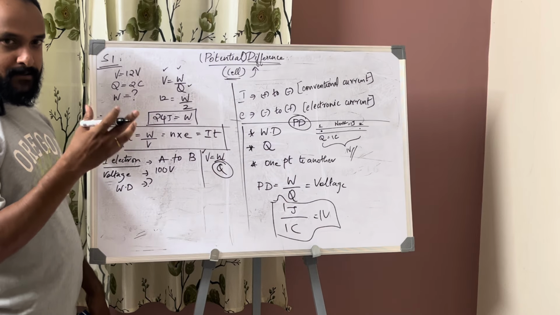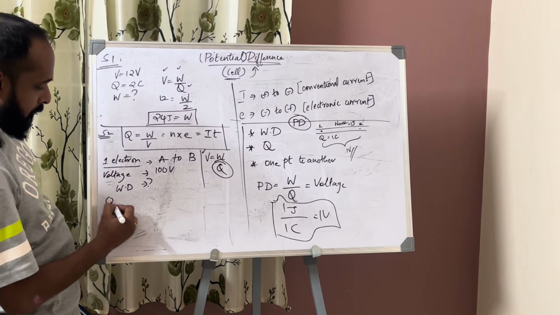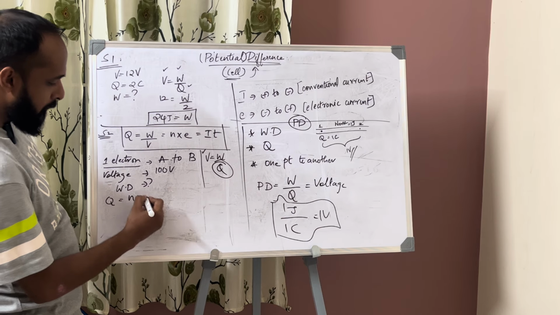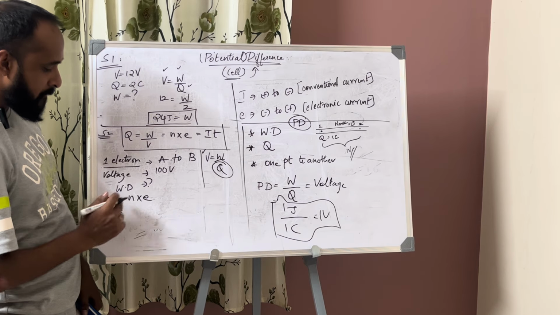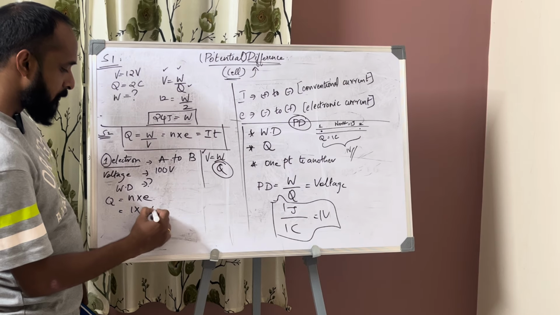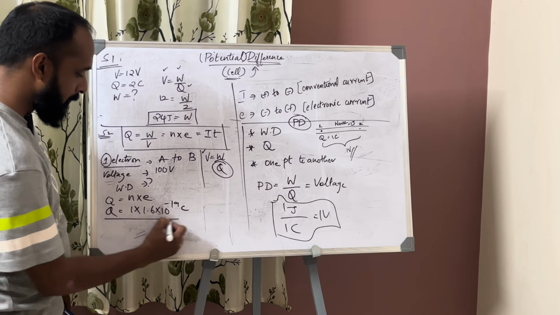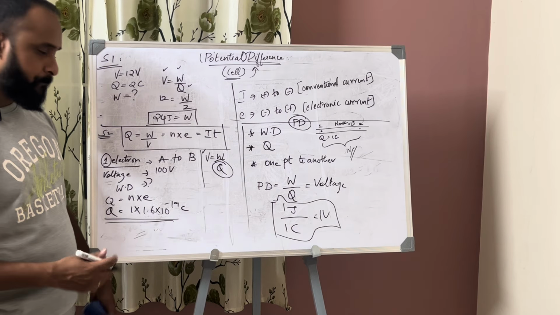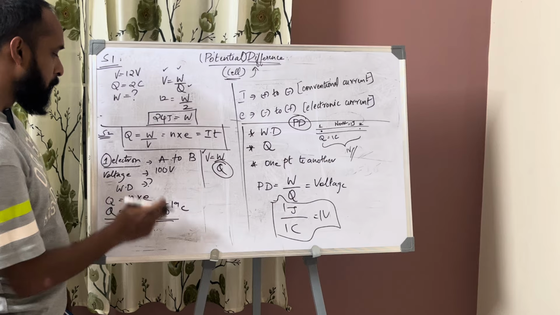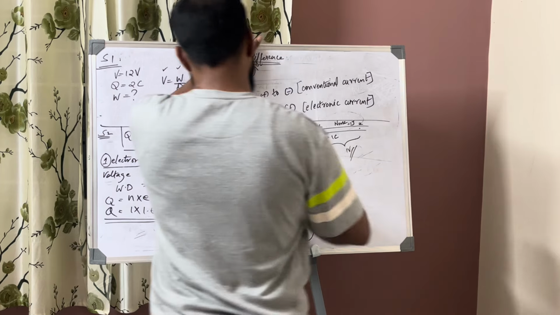Electron symbol is E, and what is the value of electron? 1.6 into 10 to the power minus 19 coulomb. How do we relate electron to coulomb here? Because we have Q is equal to N into E. So how many charges are we carrying here? One charge, and charge of electron is given as 1.6 into 10 to the power minus 19 coulomb, which ultimately becomes your value for Q. That's it. And already we have the value for voltage. Using these both, you can find the value for work done.